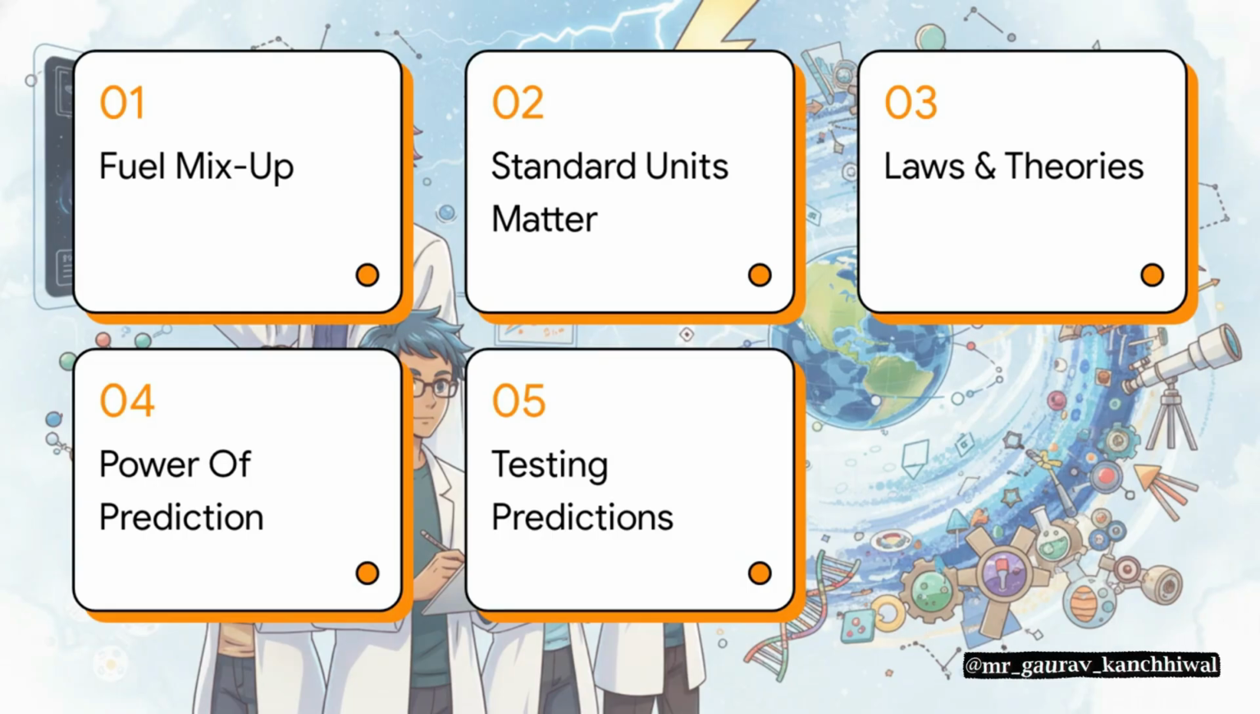In today's explainer, we're going to unpack the vocabulary of science to understand how we avoid these disasters. We'll be looking at the high-stakes fuel mix-up, why standard units matter, laws, theories, and principles, the power of prediction, and finally, testing our predictions.